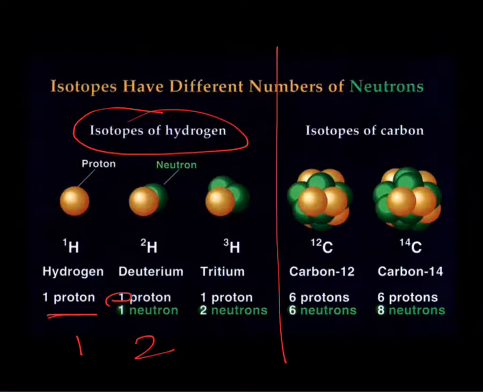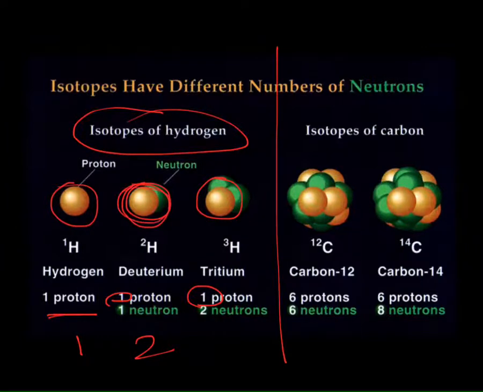There's also another form of hydrogen, another variation, another isotope. It's called tritium, 3. It has to have 1 proton because it's hydrogen. The other 2 come from 2 neutrons. So this would be what's inside the nucleus: just a proton here, here we get a proton and a neutron, and here we have a proton and 2 neutrons making up that isotope.